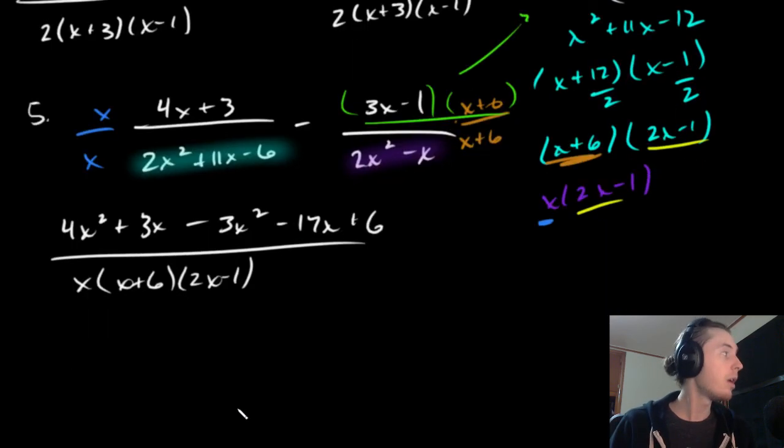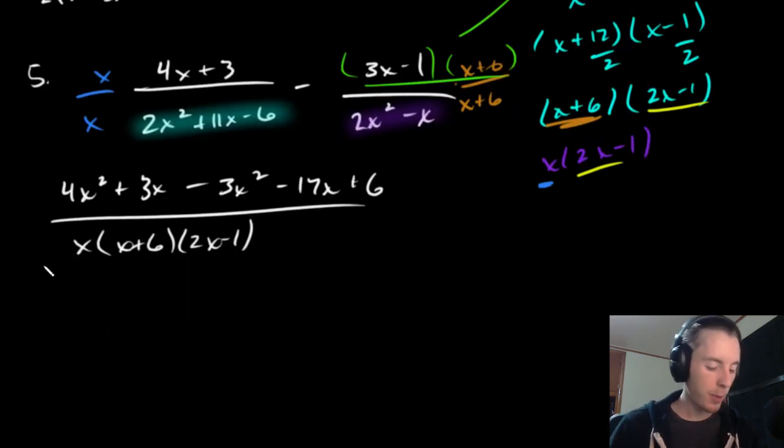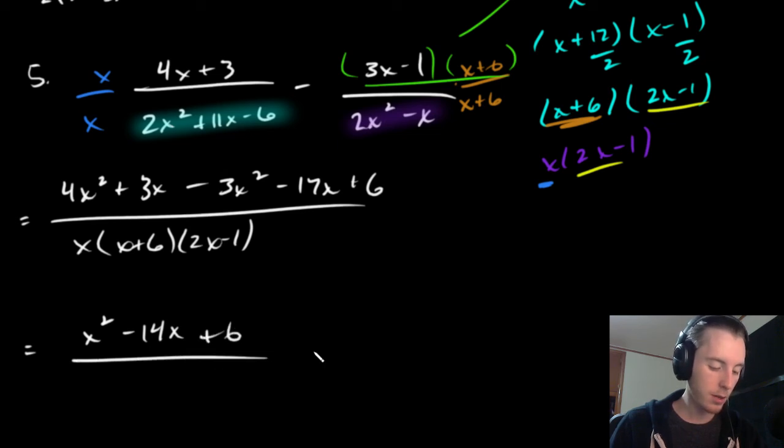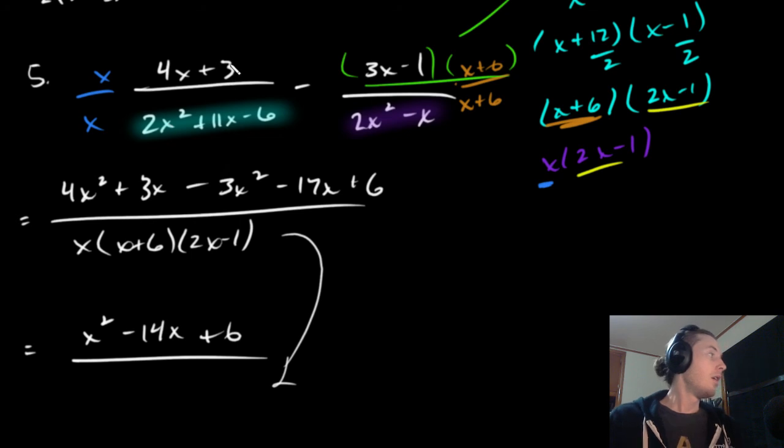And now we are on to the last step, which is to combine like terms. x squared minus 14x plus 6 over that denominator. That can't factor. Okay.